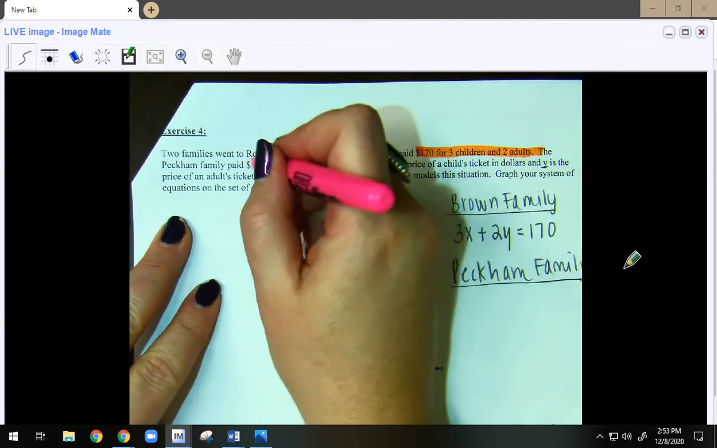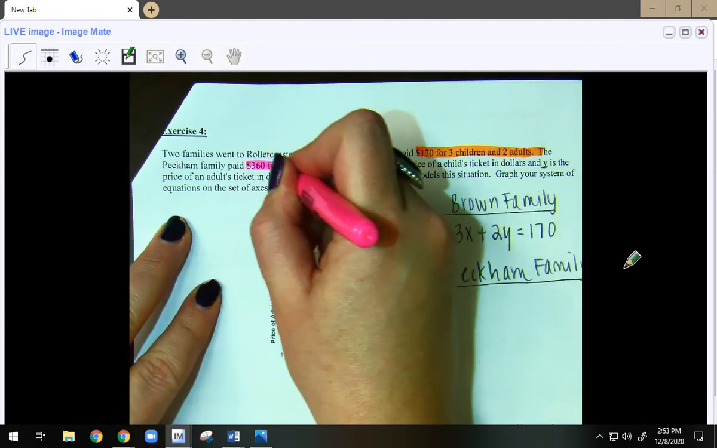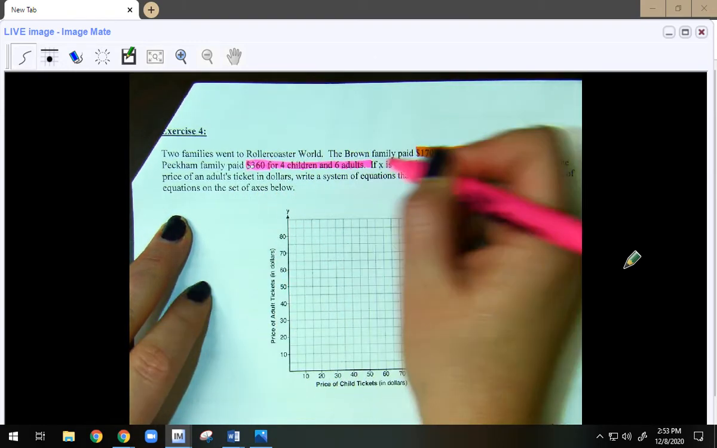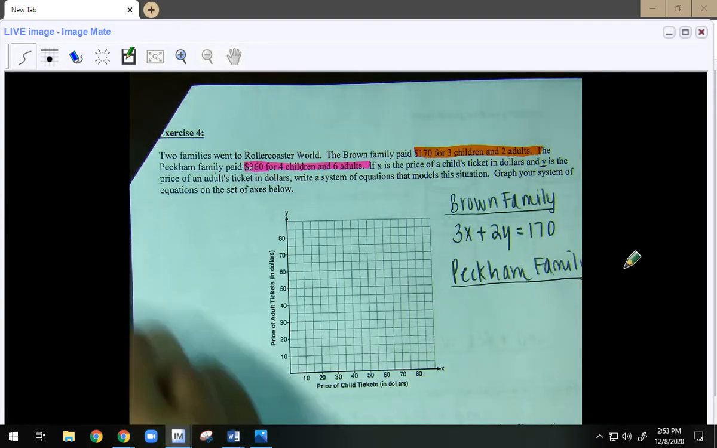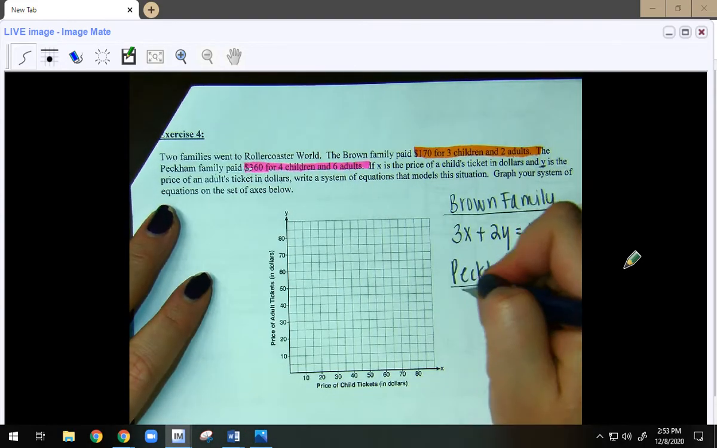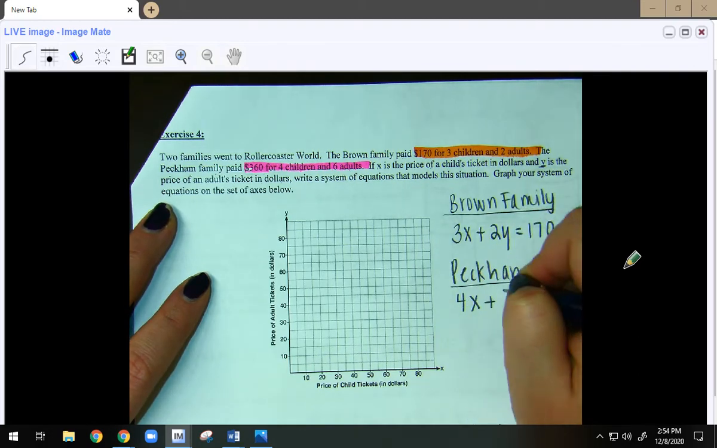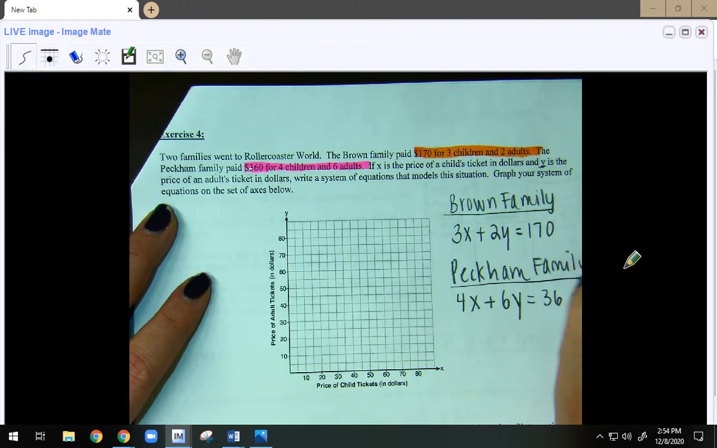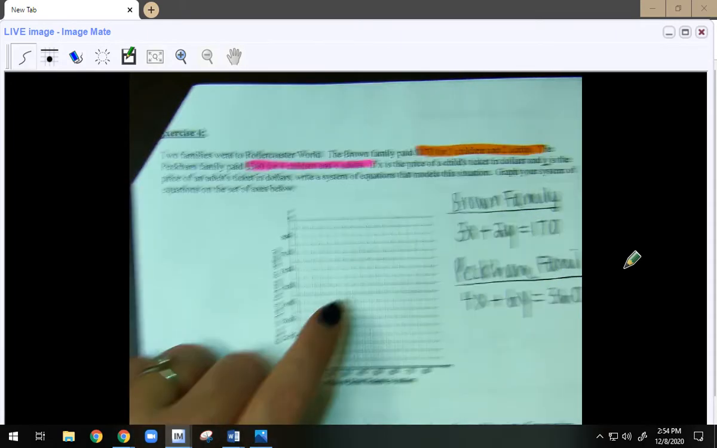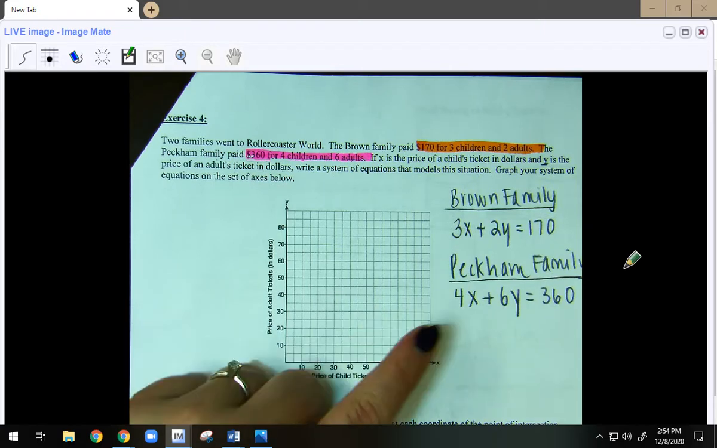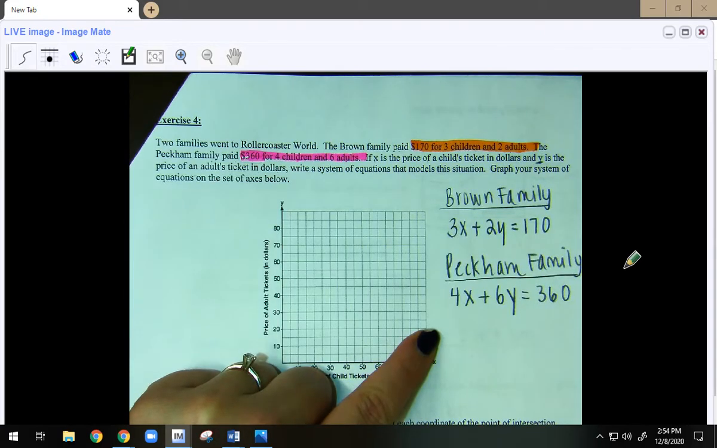We have, they spent $360 for 4 children and 6 adults. Okay, so for 4 children and 6 adults, they spent $360. Okay, that is my system. Now I have to graph my system.